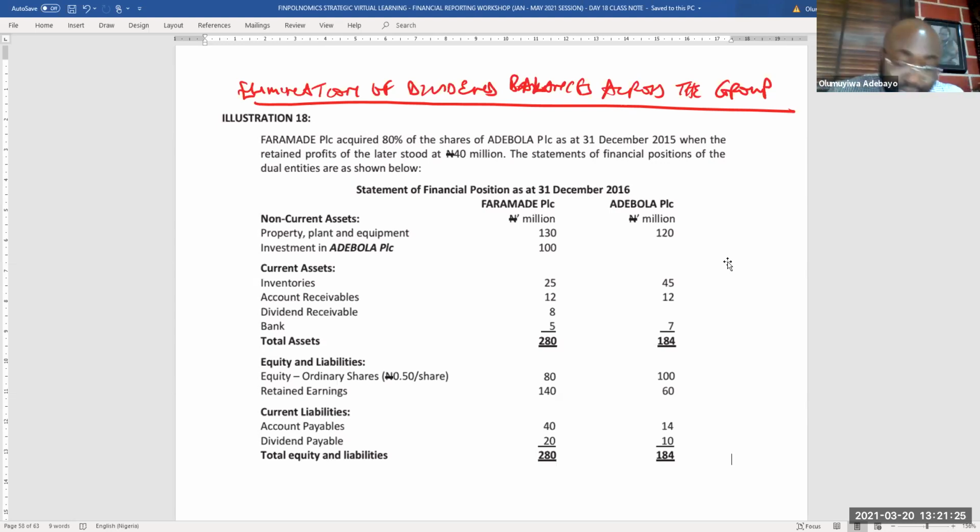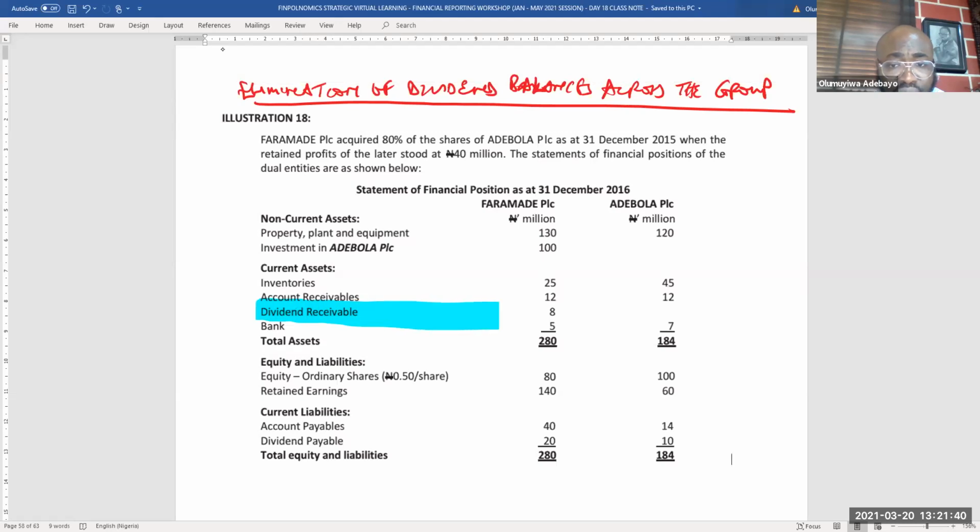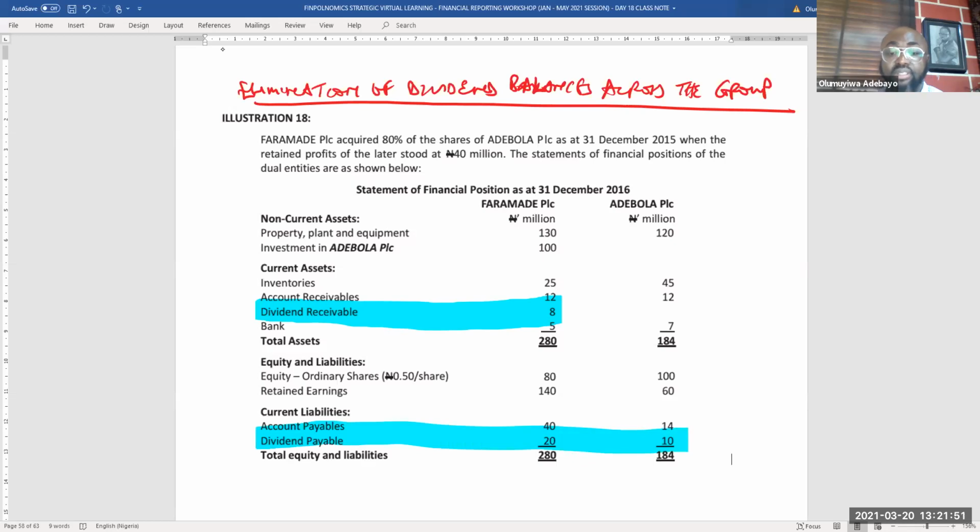Okay, thank you very much. Now, what is the emphasis here? The emphasis here is nothing other than you find out that you have dividend receivable and you need to ask more questions. This dividend receivable of 8, I have dividend payable here of 10.